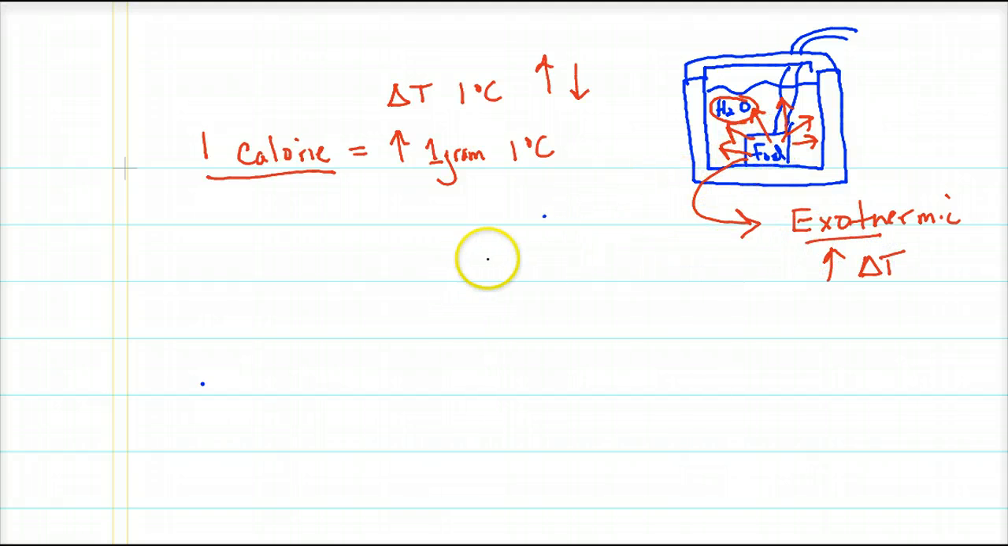Now, how do we measure this change? Well, we're going to start with the change in temperature. We're going to have a final temperature, and then we're going to have an initial temperature, and we're going to subtract those two. So let's pretend that the initial temperature was 20 degrees Celsius in the water. And the final temperature, let's pretend, became 40.